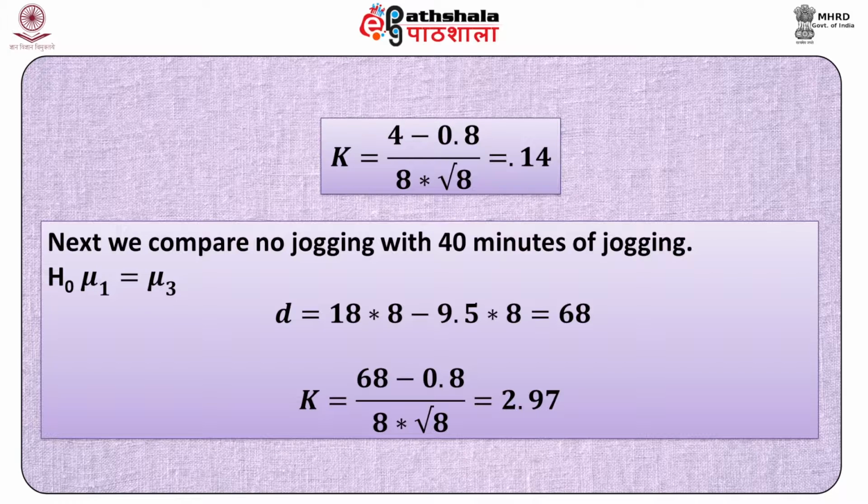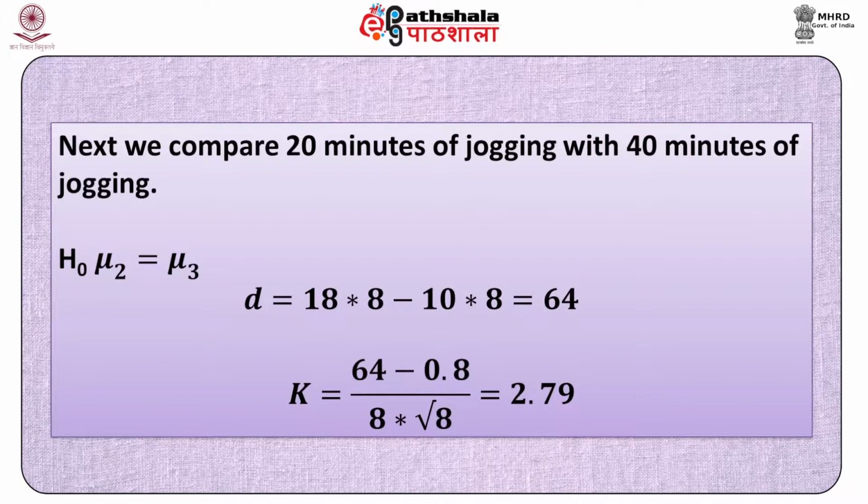Next, we compare no jogging with 40 minutes of jogging. H naught here will be mu1 is equal to mu3. D will be 18 into 8 minus 9.5 into 8, which is equal to 68. K will be 68 minus 0.8 divided by 8 into root 8, which is 2.97. Since the calculated value is greater than the critical value of 2.89 for 3 groups, we can reject the null. Next, we compare 20 minutes of jogging with 40 minutes of jogging. Now the null becomes mu2 is equal to mu3.